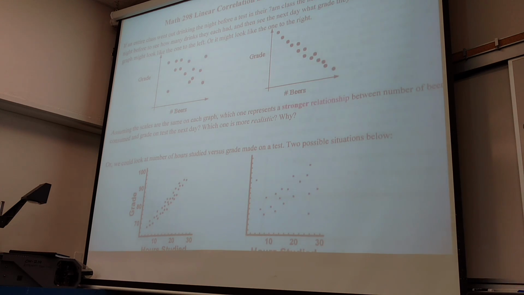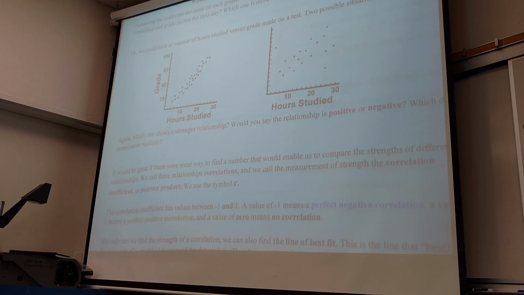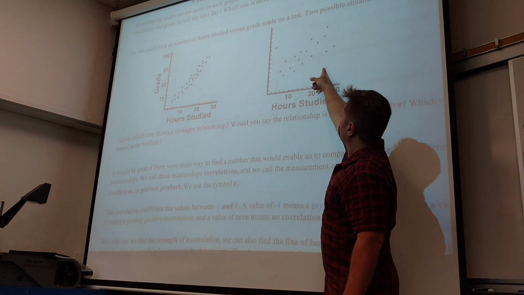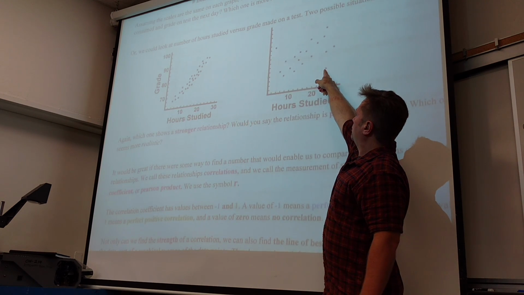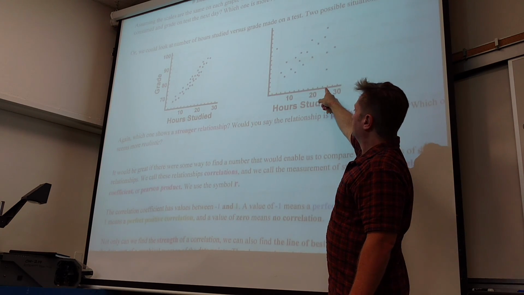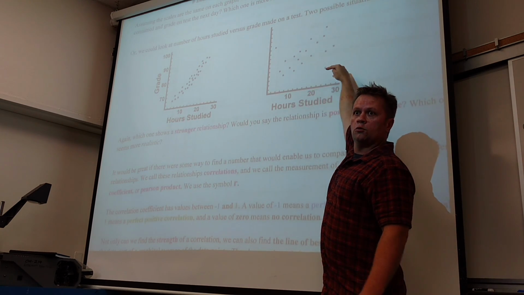All right. So looking at a positive correlation would be the hours you study. Okay. Again, this one would be a stronger relationship, but this one is the one that's more realistic. Who is this poor person here? Same scale as the other one, by the way. Who is this poor person here? They studied a lot, but the grade was low.